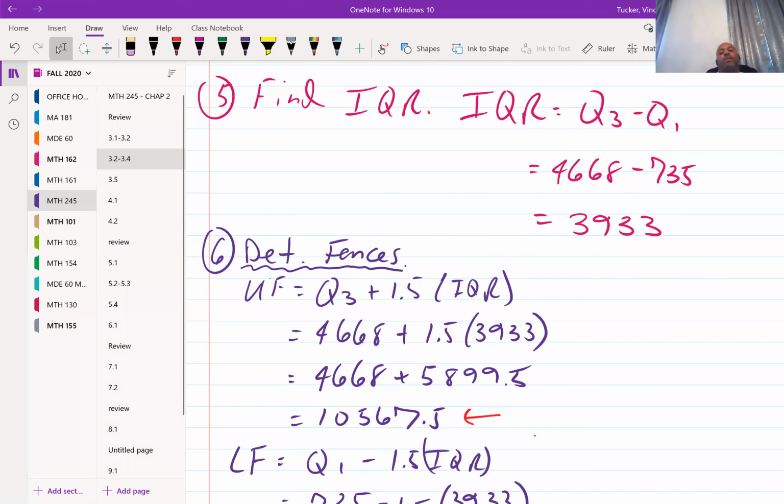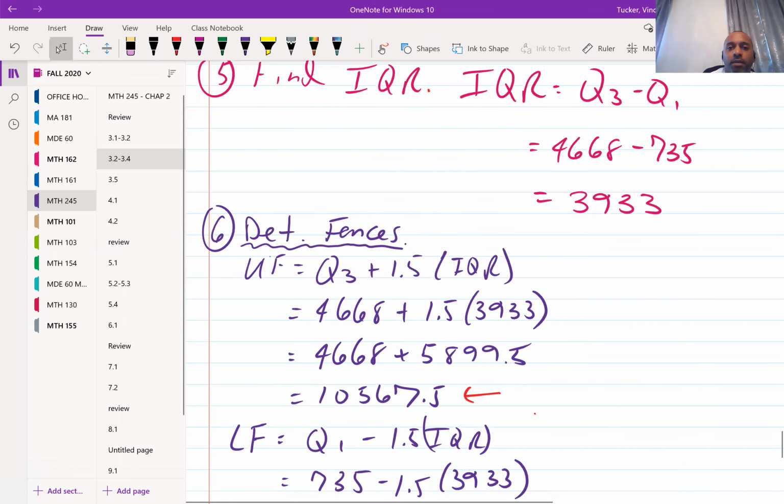Step 6, we want to determine our fences. Our upper fence is Q3 plus 1.5 times IQR. So 4668 plus 1.5 times 3933. 10,567.5 will be our upper fence. Everybody holding on to number 5, step 5?